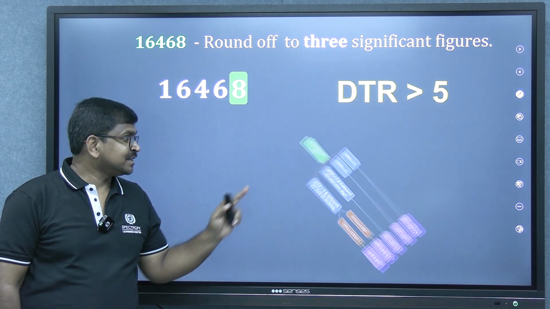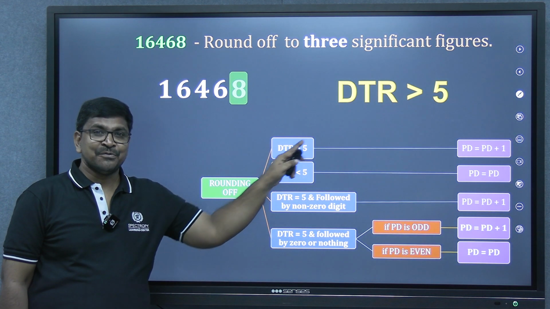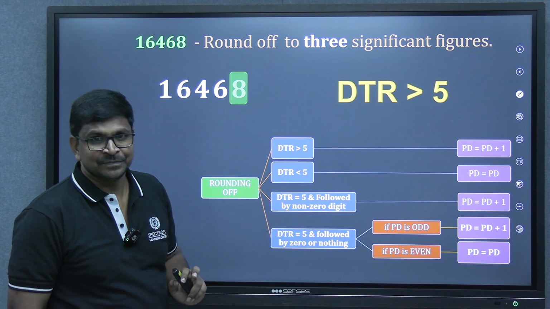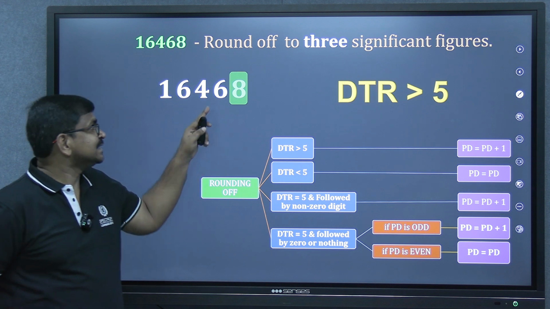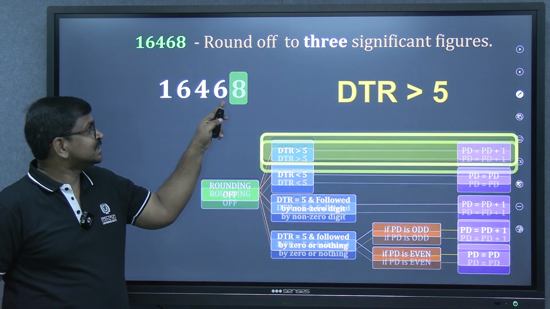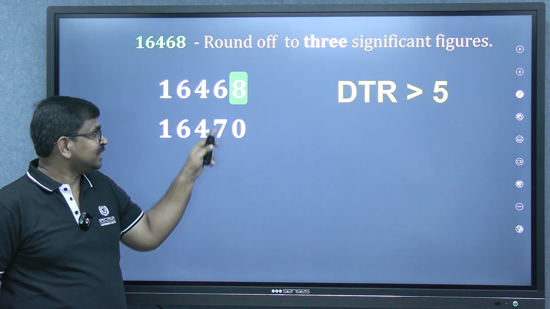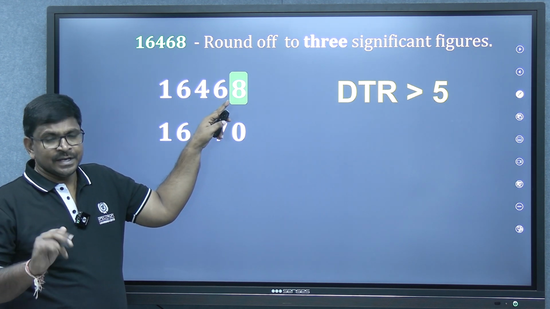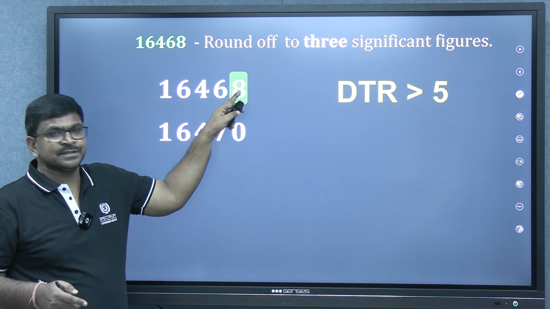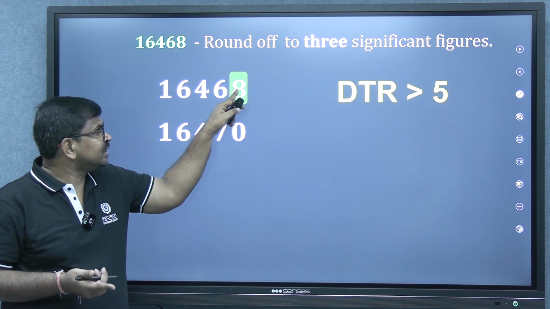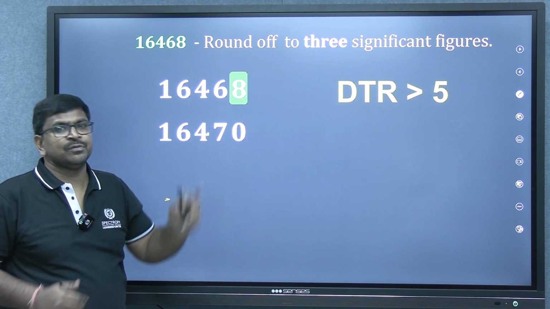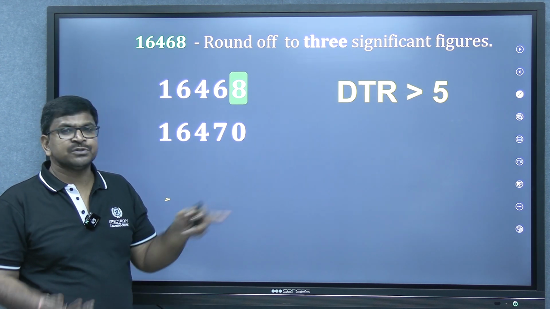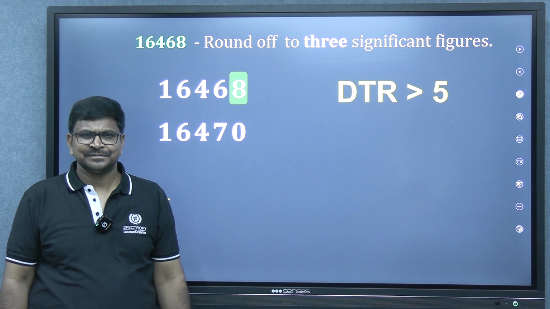So if the DTR is greater than 5, what is the technique? PD should be increased by 1. What is PD here? 6. So that 6 will be increased by 1, that is 7. As this is not a decimal number, we replace this digit with 0. If it is a decimal, we just remove it. Because in non-decimals, rightmost zeros are not significant.